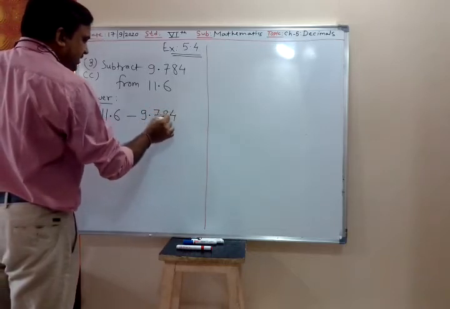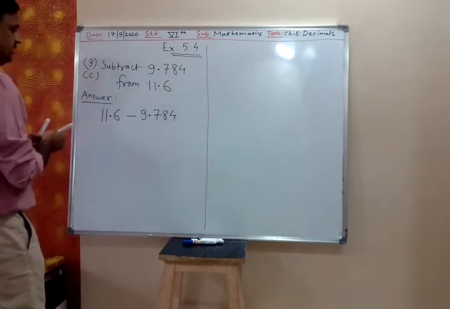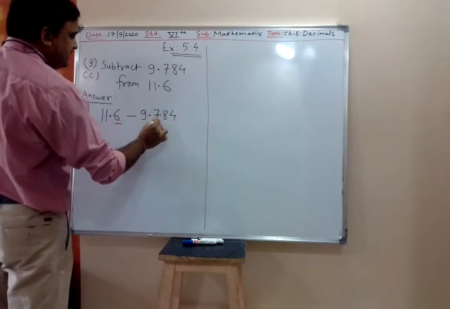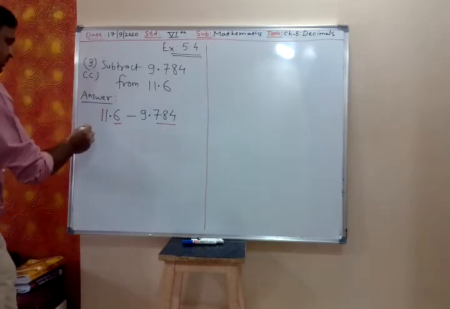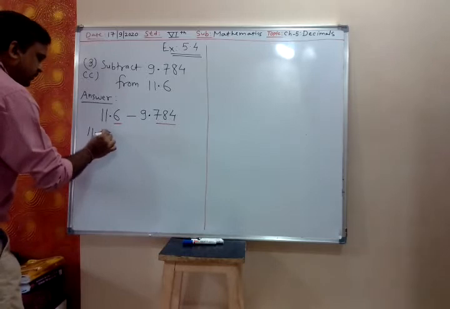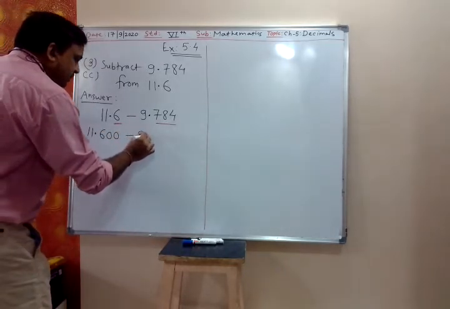Now we have to check whether these are like decimals or not. After the point, the number of digits should be the same. This has 1 digit after the point, this has 3 digits after the point. So first we convert them into like decimals. So this we write 11.600 minus 9.784.